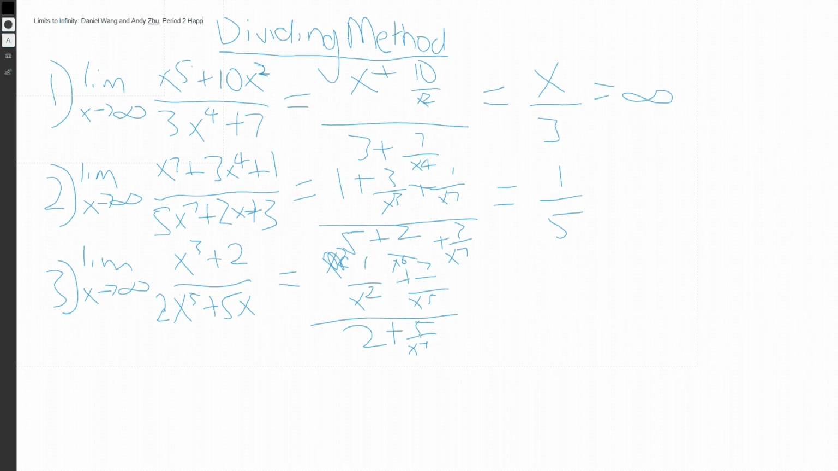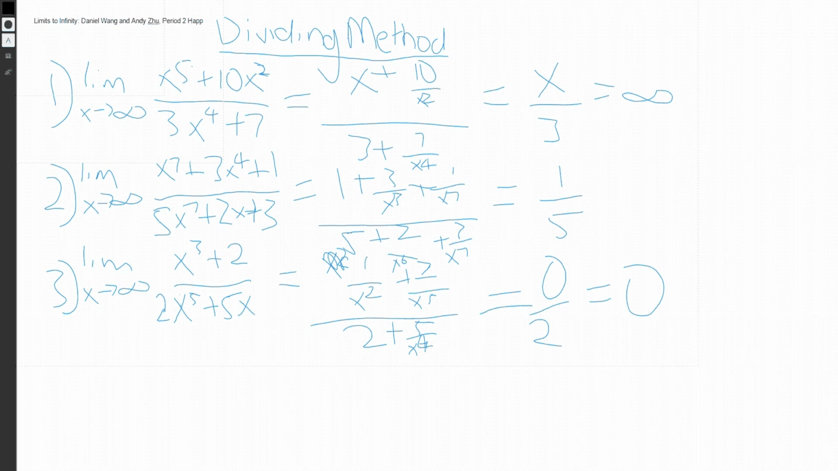And then 1 over x squared, 2 over x to the 5th, and 5 over x to the 4th, these all approach 0. So we get that this is just equal to 0 over 2, which is just 0.